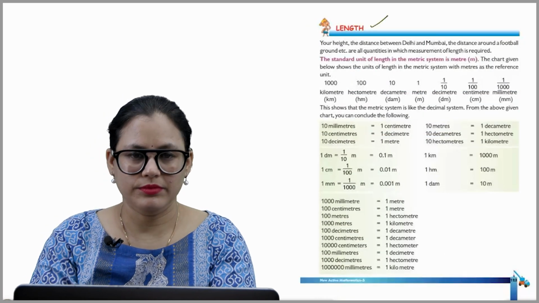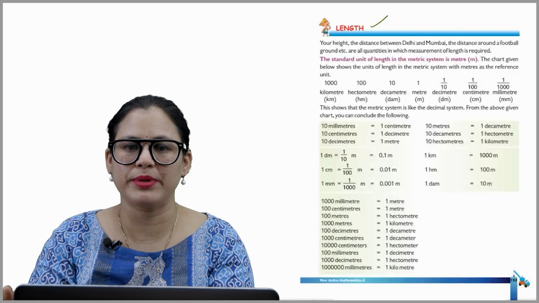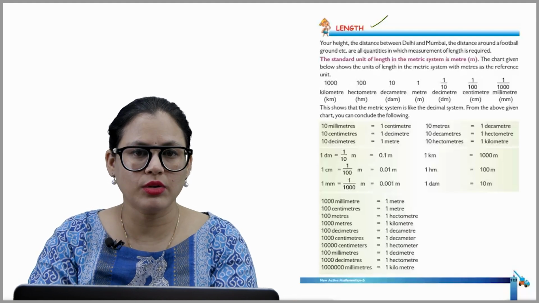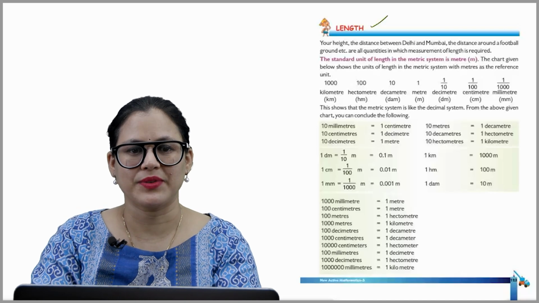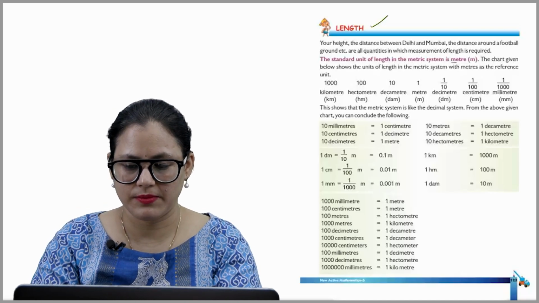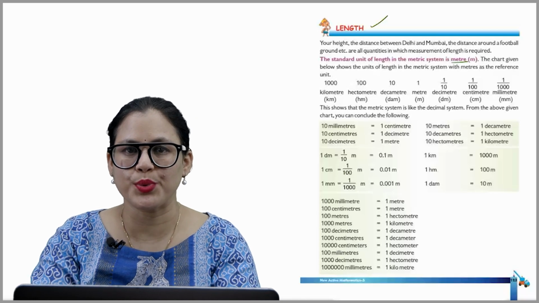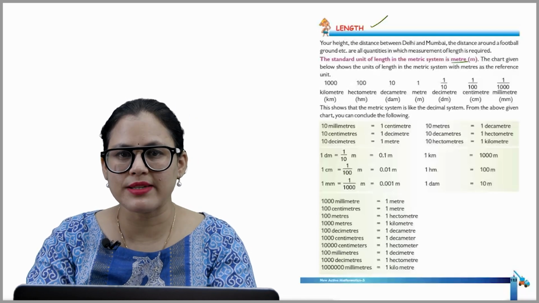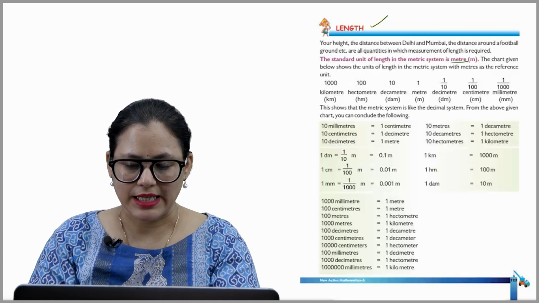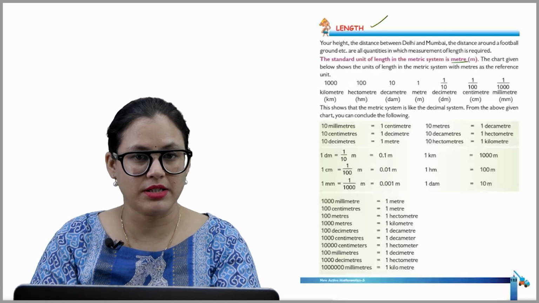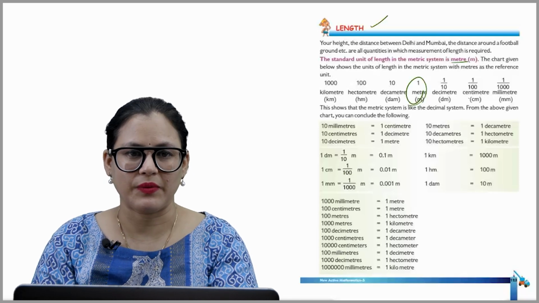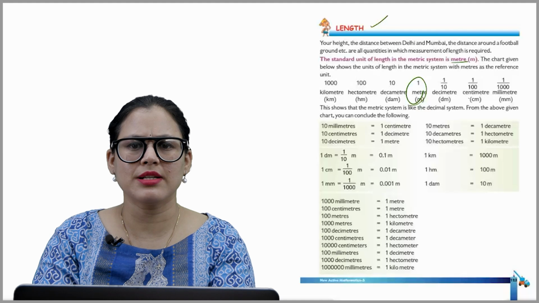Length. Your height, the distance between Delhi and Mumbai, the distance around a football ground, etc. are all quantities in which measurement of length is required. The standard unit of length in the metric system is meter. The chart given below shows the units of length in the metric system with meters as the reference unit. See, kilometer, hectometer, decameter, meter. Meter is the standard unit, okay. And decimeter, centimeter and millimeter. This shows that the metric system is like the decimal system.